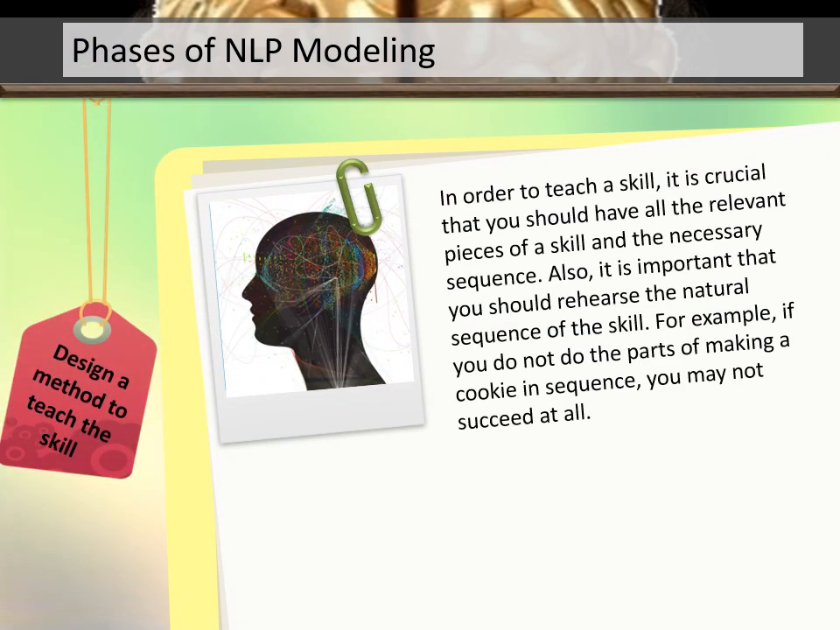Design a method to teach the skill. In order to teach a skill, it is crucial that you have all of the relevant pieces of a skill and the necessary sequence. Also, it's important that you rehearse the natural sequence of the skill. For example, if you do not do the parts of making a cookie in sequence, you may not succeed at all.